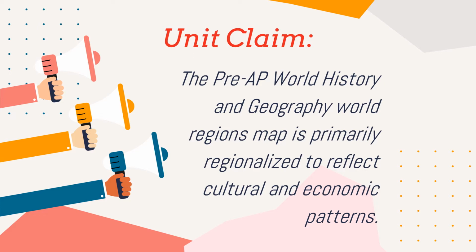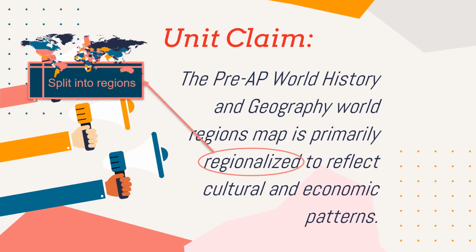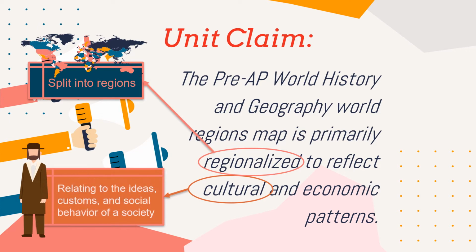So for us to understand this and break this claim down, I want to go over some vocabulary. The first one is the word regionalized. That literally just means split up into regions, right? So they're saying that this map is split into regions to reflect, or to show, cultural and economic patterns. Cultural is anything relating to ideas, customs, and social behavior of a society, whether it's language or religion, right?